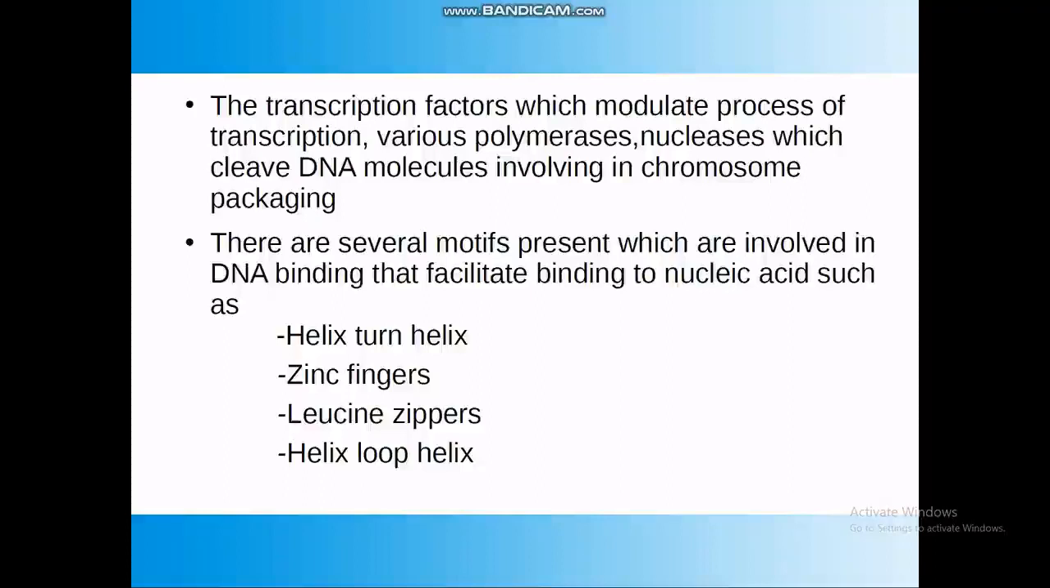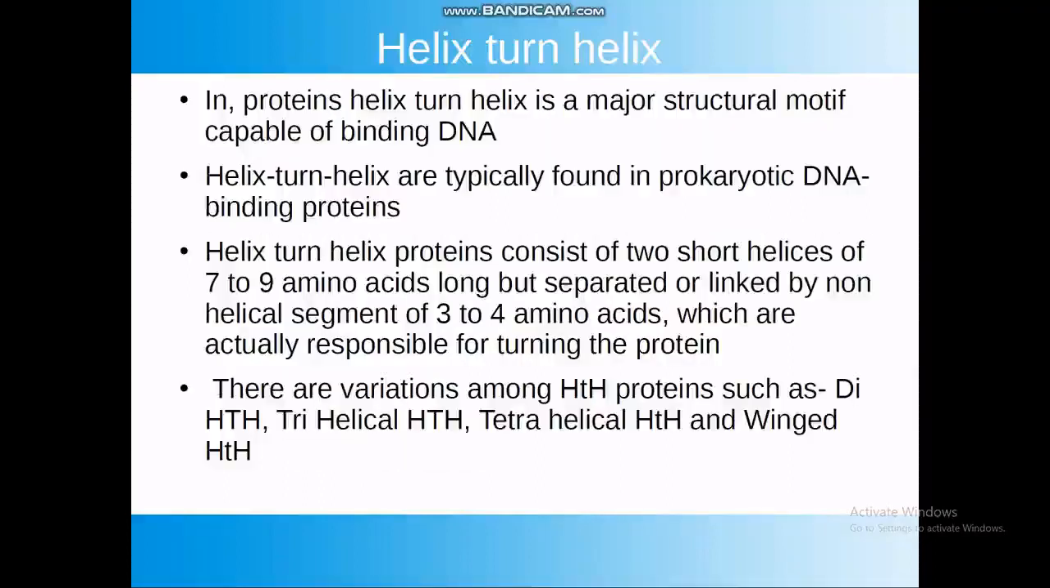The first one, helix turn helix. In proteins, helix turn helix is a major structural motif capable of binding DNA. These HTH motifs are typically found in prokaryotic DNA binding proteins. Helix turn helix proteins consist of two short helices of 7 to 9 amino acids long, linked by a non-helical segment of 3 to 4 amino acids, which is actually responsible for turning the protein.